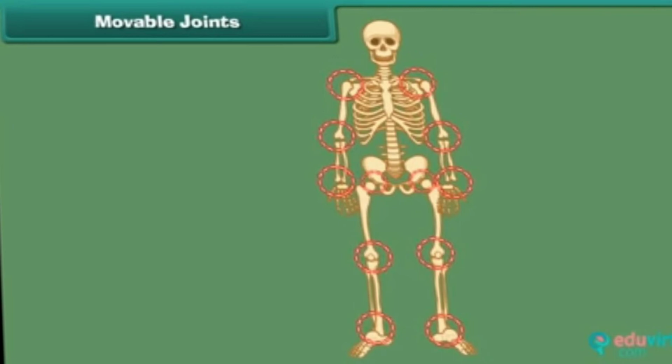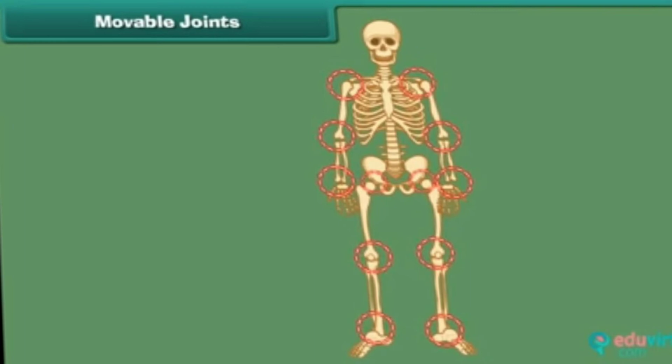You can see from the diagram also. Yes. So cartilage is absent between them as they cannot move. Where will cartilage be absent?